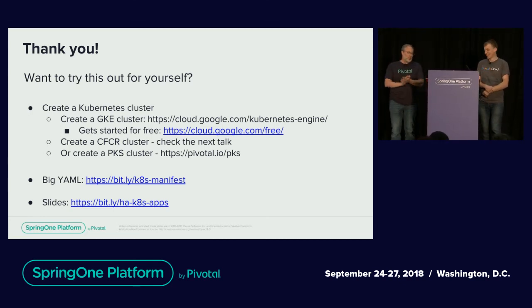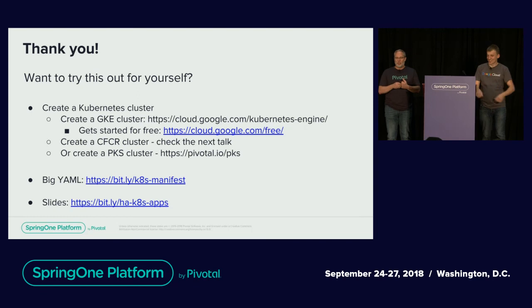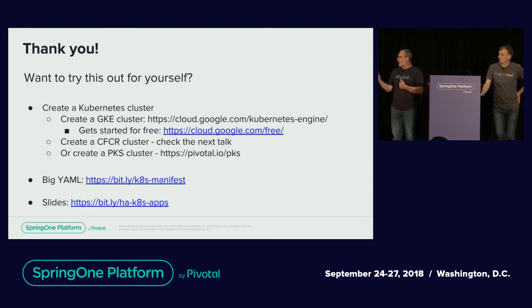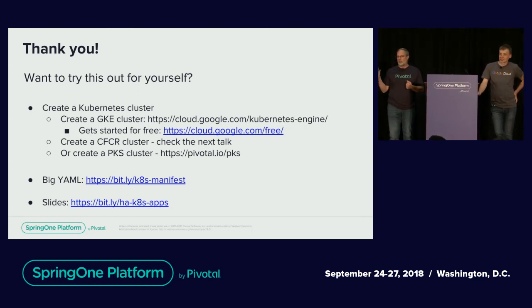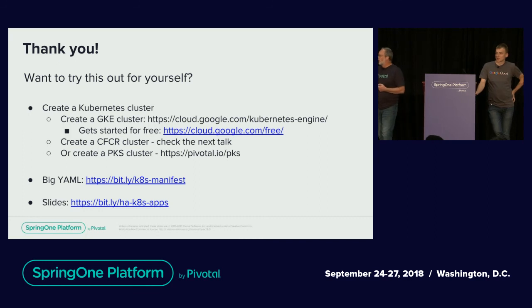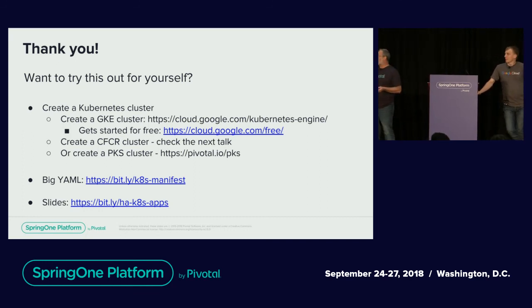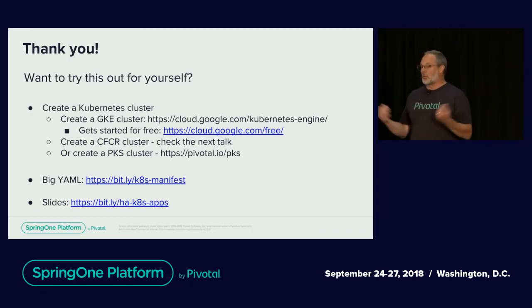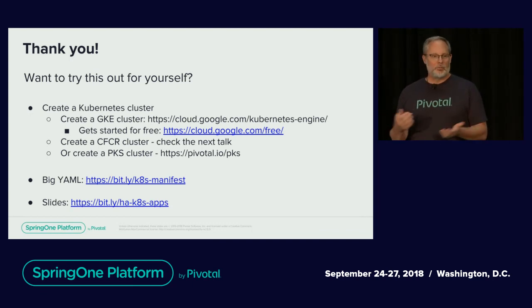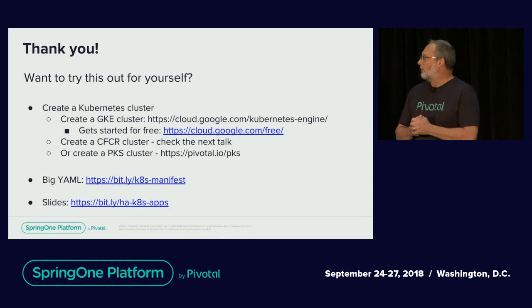So you want to try this out for yourself, right? The first thing you're going to need is a Kubernetes cluster. A couple of options here for you. Obviously, you could use Google Kubernetes Engine. I've got a link there. If you've ever used Google Cloud Platform before, you could get started for free. You can also swing by the booth. We'll probably give you extra credits if you come and visit us.